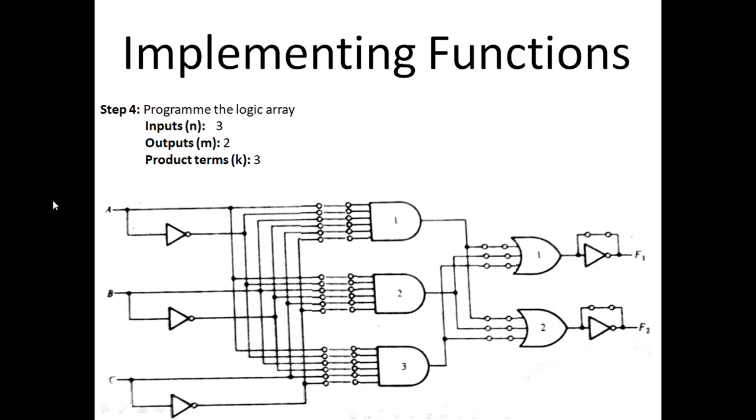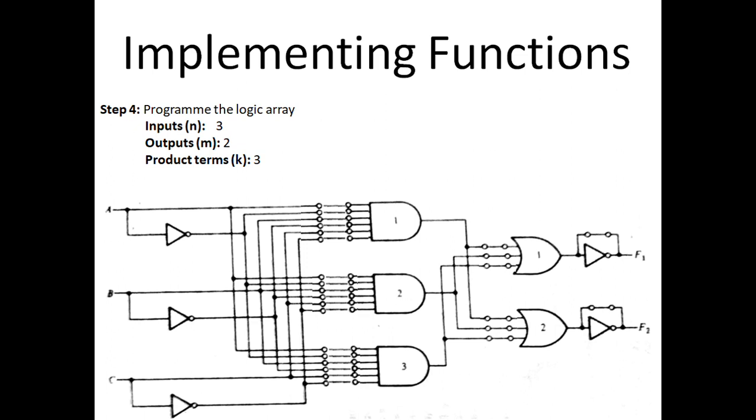We have three inputs, just name them A, B, and C. We have three product terms, just name them 1, 2, and 3. We have two outputs. For the two outputs, we have two OR gates and of course the fuses. So this is a programmable logic array which has not been programmed yet, but we will program it. We will see it in a while.